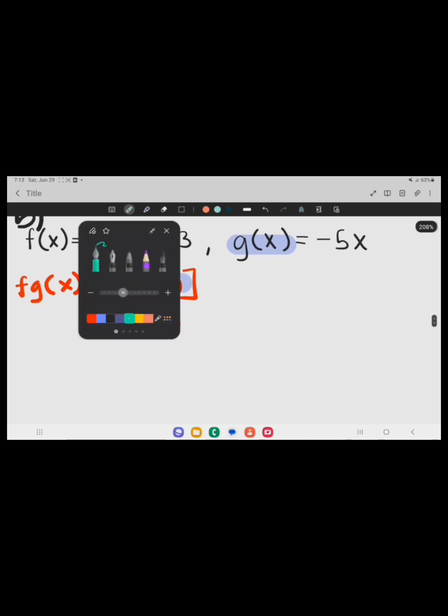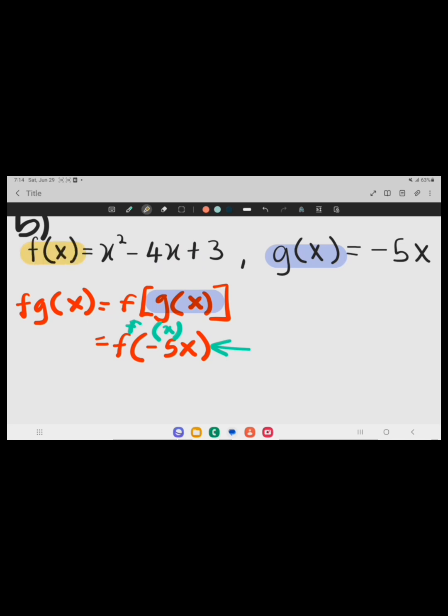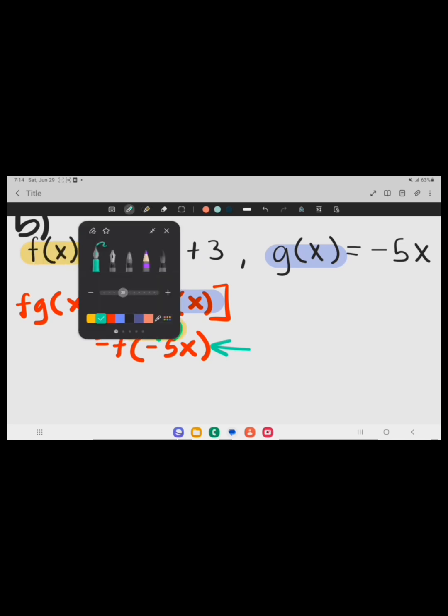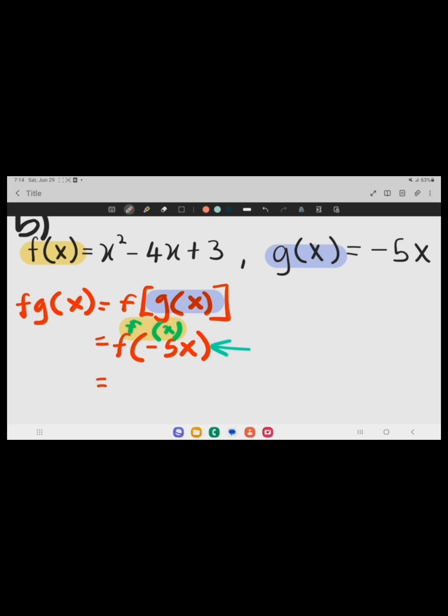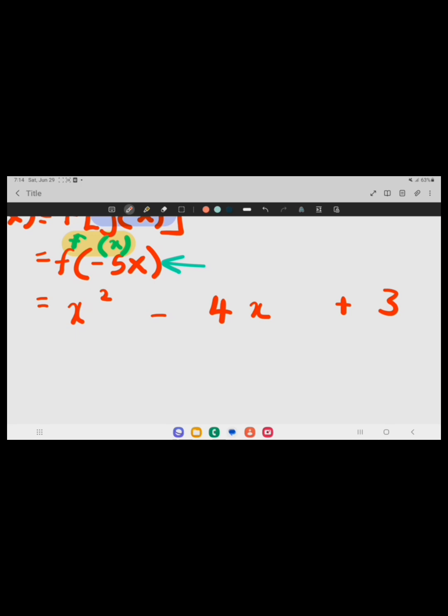And then again, the same concept. Anything inside the bracket must be x. So outside, you just follow back this, which is f. So we know that this thing originally comes from f(x). So what is the function of f(x)? It's this, right? So you're just going to write it back: x squared minus 4x plus 3. But is this the final answer? No. Why? Because the question is not asking to find f(x), but to find f(negative 5x), right?